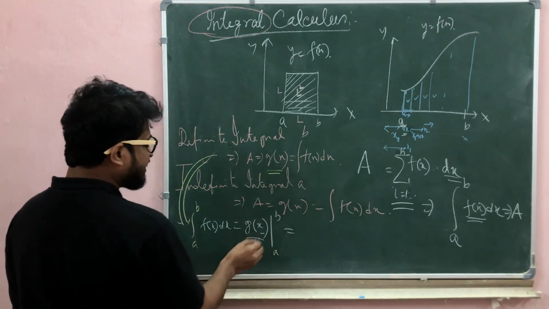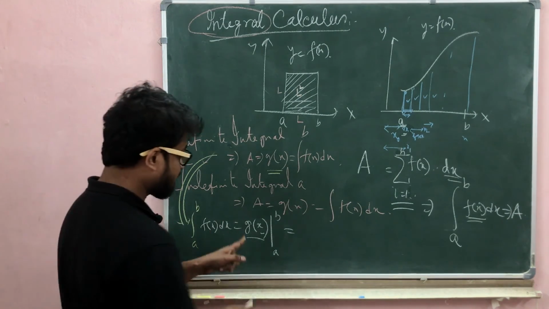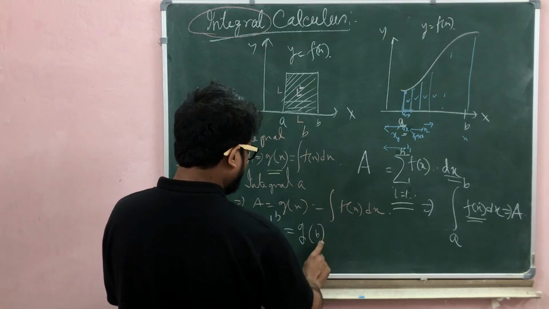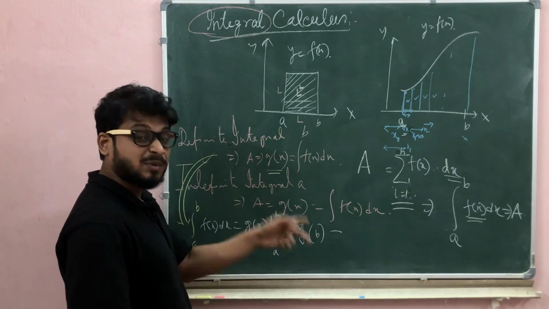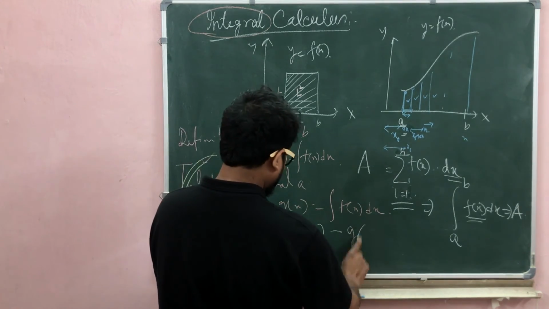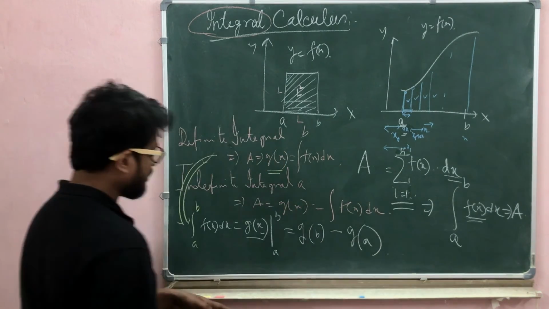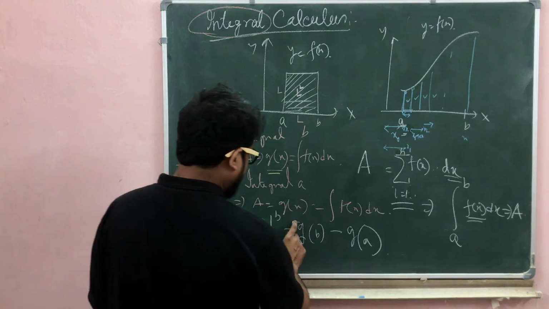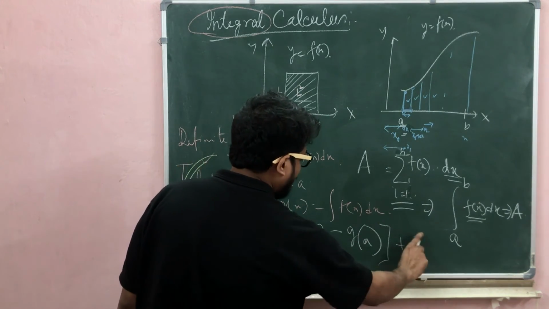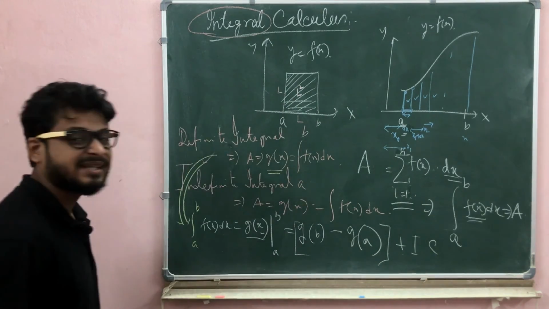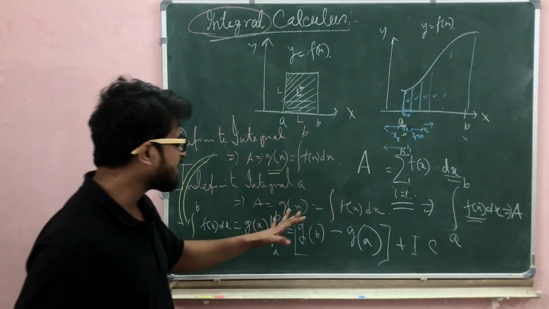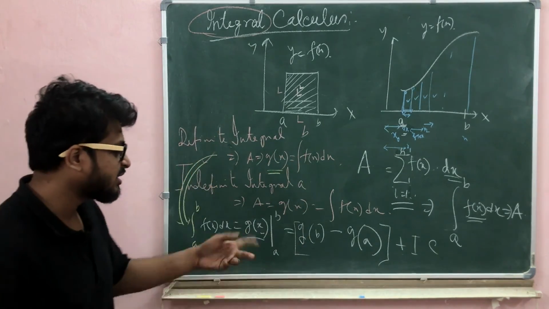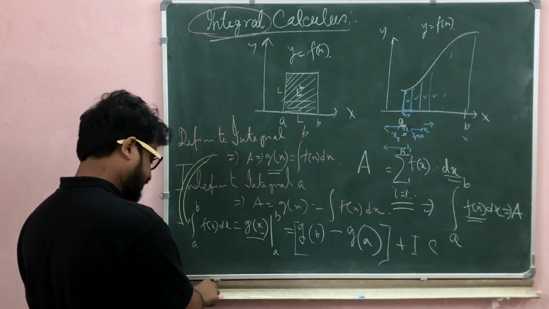Now x in g(x) is replaced by the upper limit, g of b, minus x replaced by the lower limit, g of a. That is the definite integral formula. After integration, we add some constant, and that constant is named the integration constant. It appears in both definite and indefinite integrals.